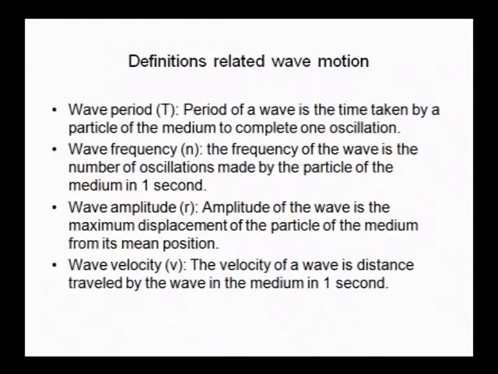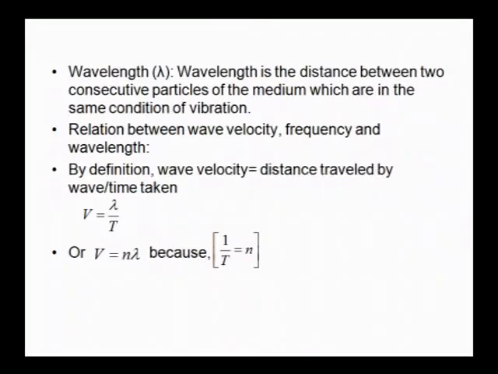The next definition is the wave velocity. The velocity of a wave is the distance travelled by the wave in the medium in 1 second. The wave velocity is measured in meters per second. The dimensional formula is M^0 L^1 T^-1.